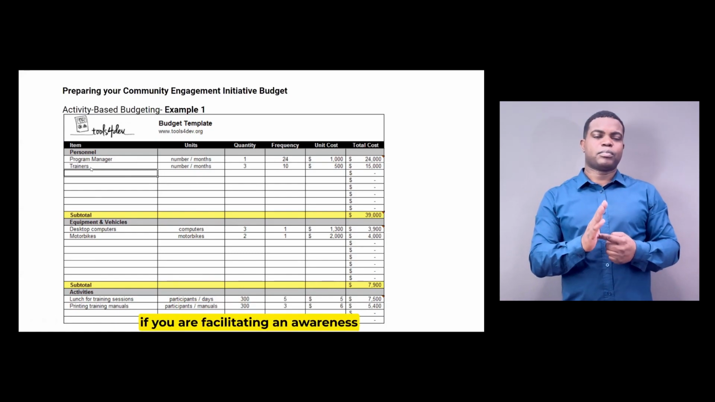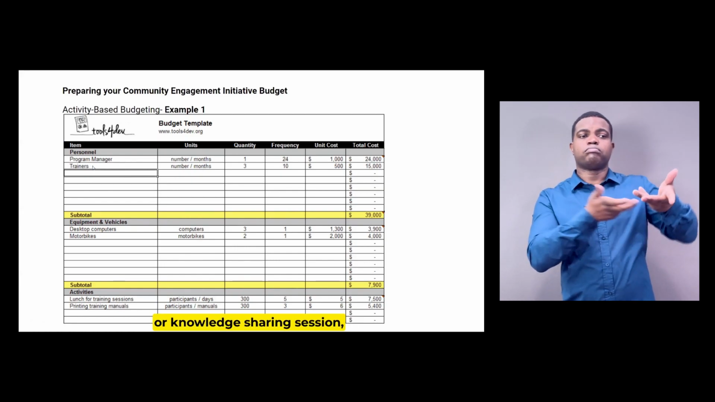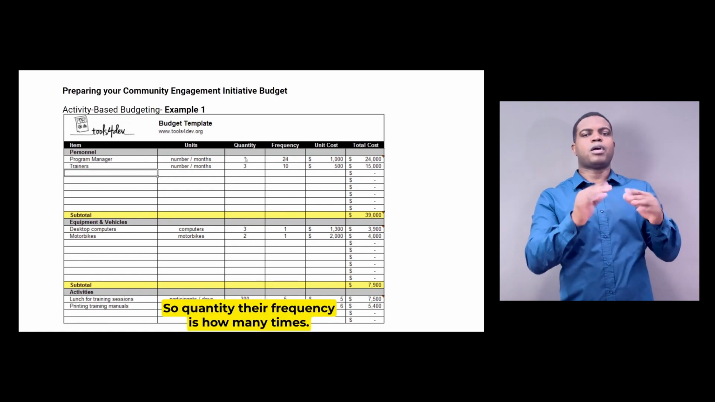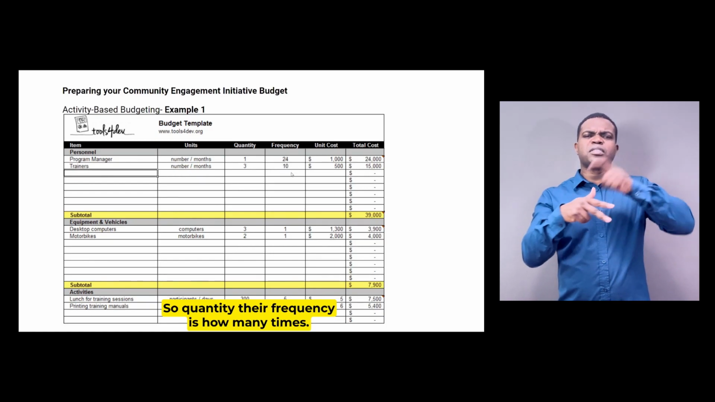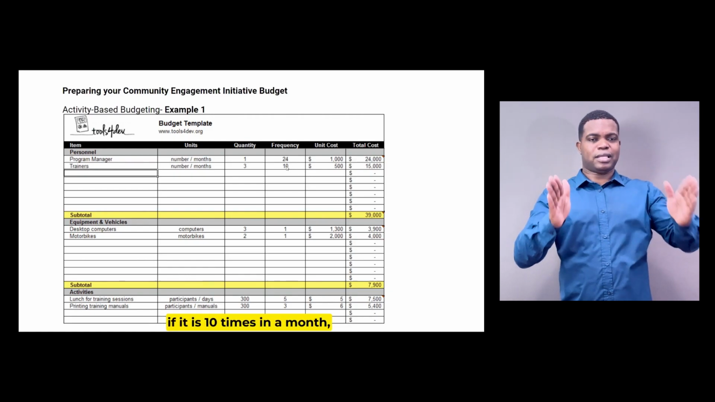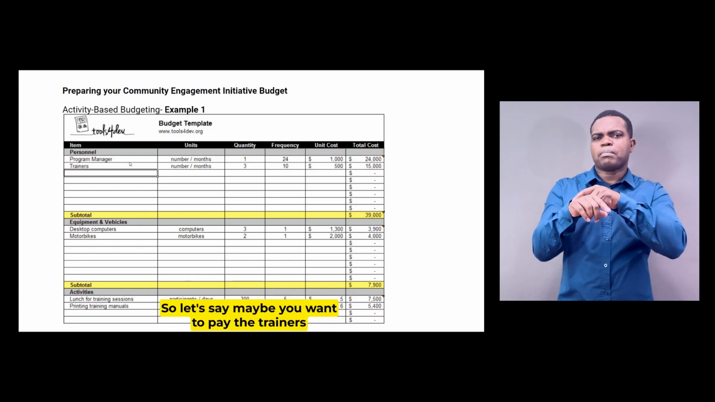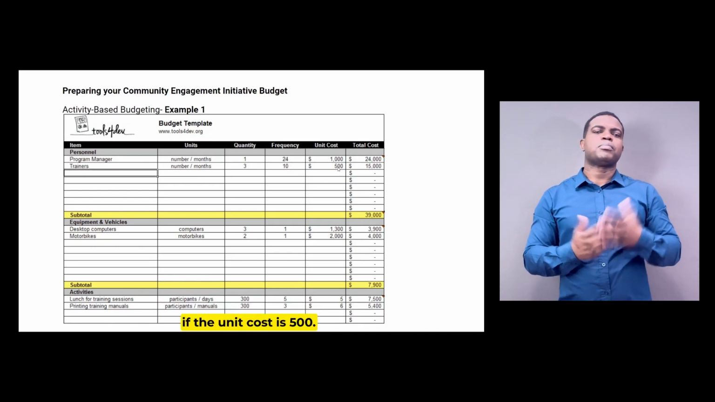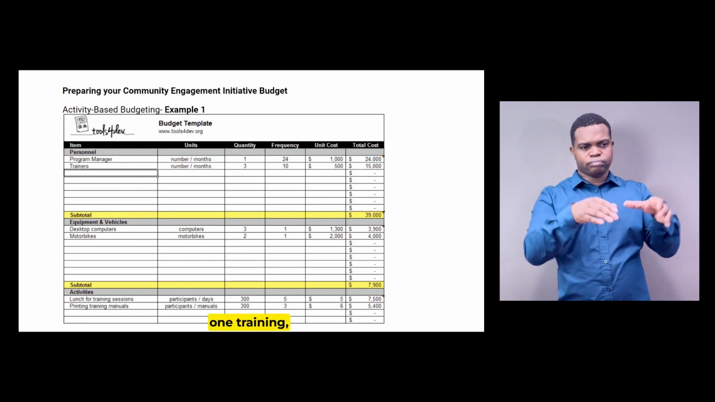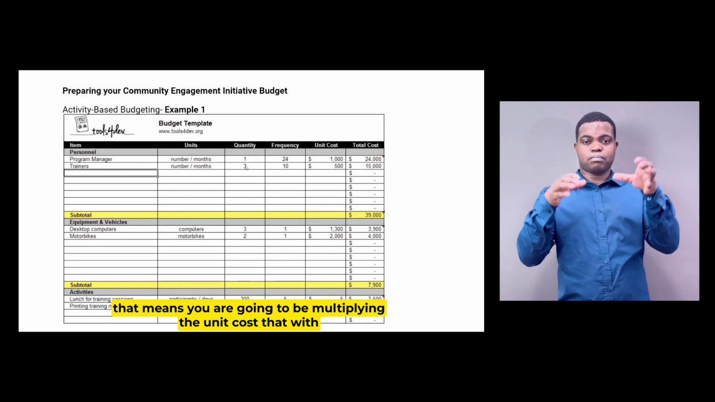So for example, if you are facilitating an awareness or knowledge sharing session, you could have trainers. It could be maybe 3 trainers. So that is the quantity. The frequency is how many times. If you're having 3 trainers, and it is 10 times in a month, that is the frequency. So what is the unit cost? Let's say you want to pay the trainers. If the unit cost is $500 per one training, that means you are going to be multiplying the unit cost with the quantity.